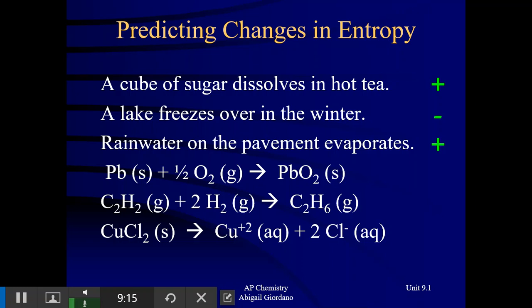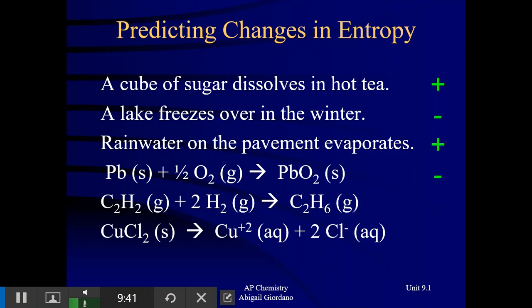We have solid lead, gaseous oxygen, that's on the reactant side. And then on the product side, we have one thing, and that one thing is a very organized solid. This chemical reaction is an example where the entropy is definitely decreasing. So delta S will be negative.